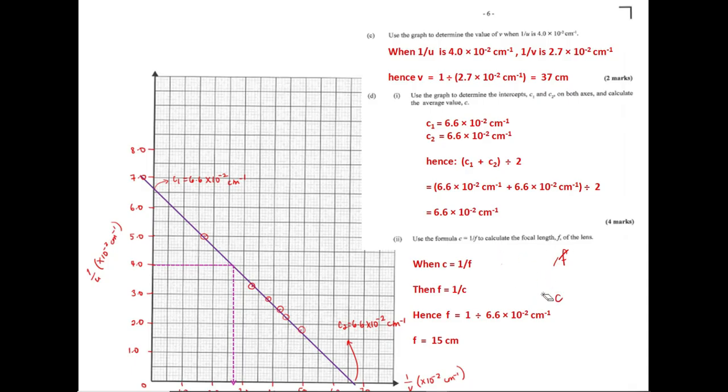Okay, so once you get that, you will see that F now will be equal to 1 divided by 6.6 times 10 to the negative 2 per centimeters.